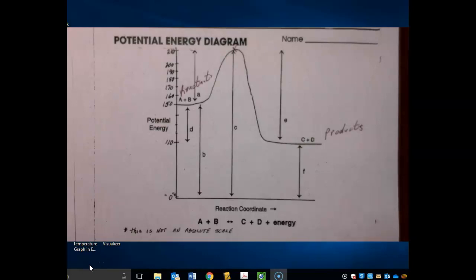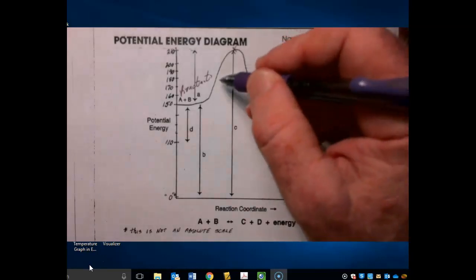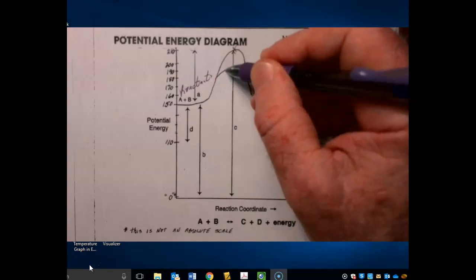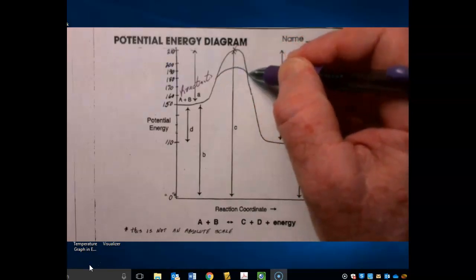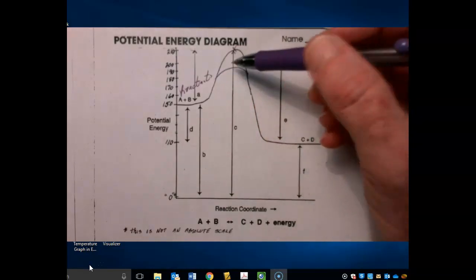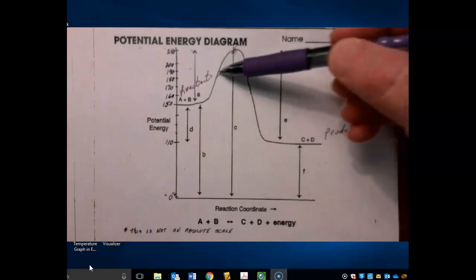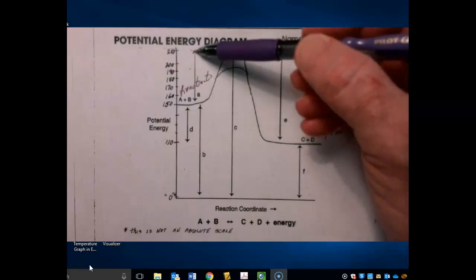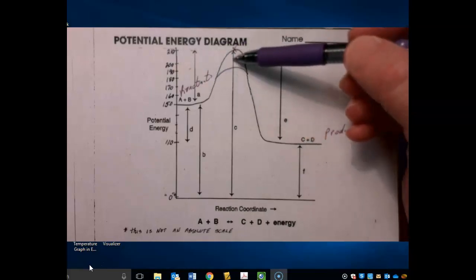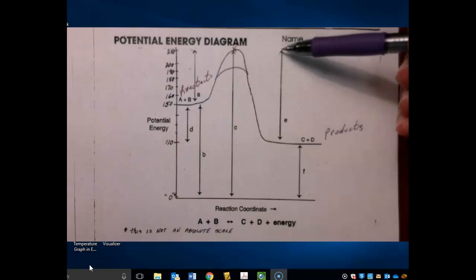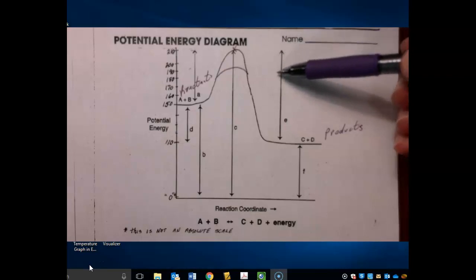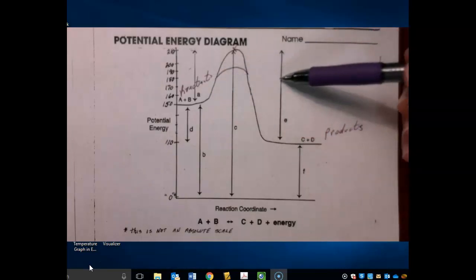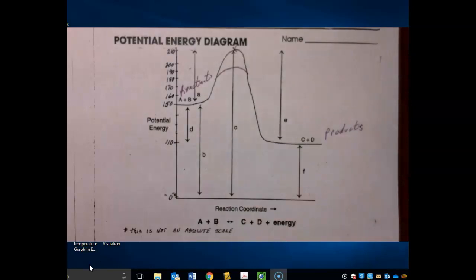And then the next question was: if a catalyst were added, what letters would change? You have to remember what a catalyst would do. A catalyst would lower this activation energy barrier here. It would lower this down. So everything that was measured from the top of this peak would change. Letter A was measured to the top of the peak, letter C was measured, and letter E was measured to the top of the peak. So A, C, and E were the three answer choices for that part.